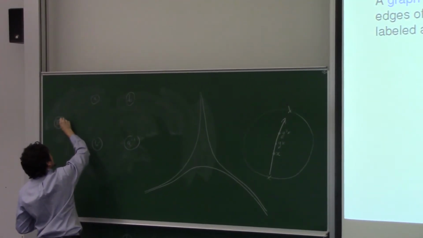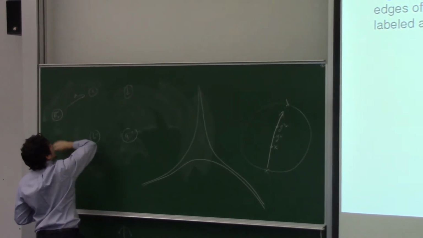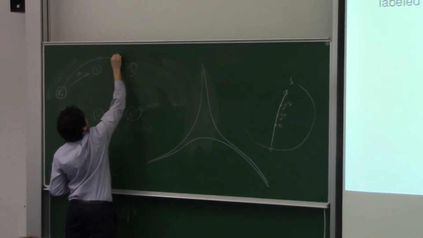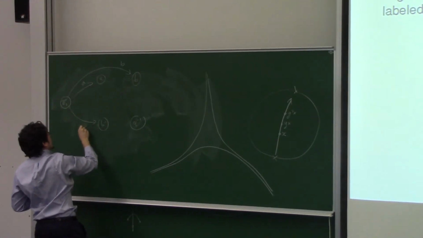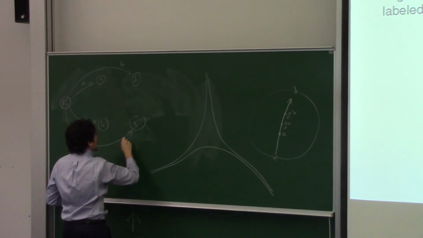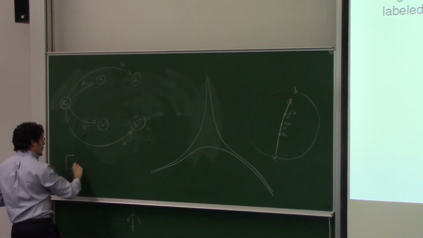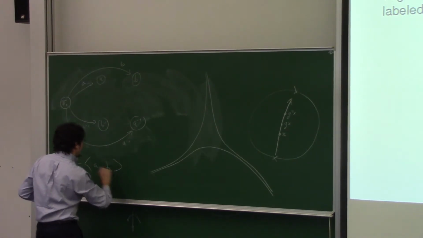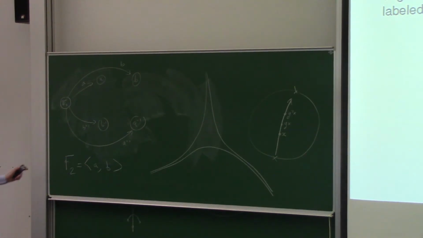So if you start from the starting vertex, you read A, you go to A. If you read B, you go to B. If you read B inverse, you go to B inverse. You go to A inverse, you go to B inverse. And then you can parameterize the set of reduced words by a graph.